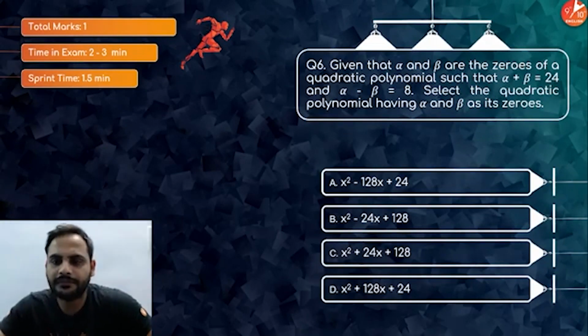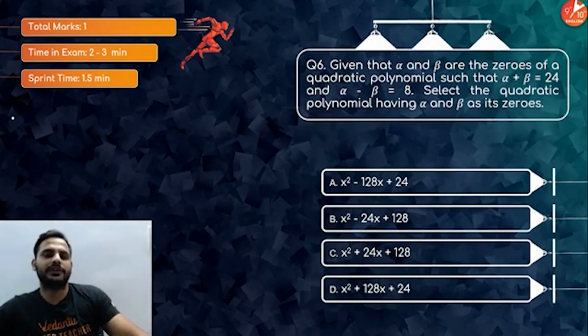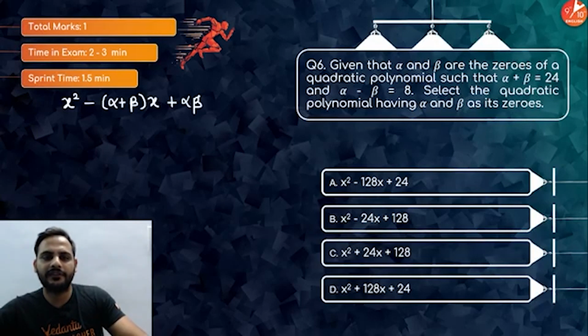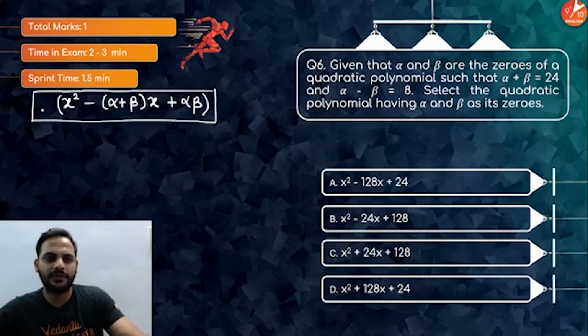Okay, next question, let's see. Given that alpha and beta are the zeros of a quadratic polynomial such that alpha plus beta is 24, alpha minus beta is 8, select the quadratic polynomial having alpha and beta as its zeros. So all of you know that if a polynomial has alpha and beta as zeros, it can be written as k times (x square minus (alpha plus beta) into x plus alpha beta), where k can be any constant. So I need to find the value of alpha plus beta, which is 24, and alpha into beta.